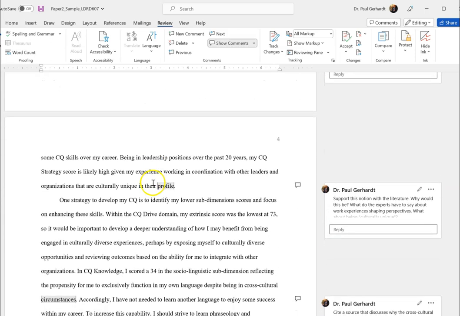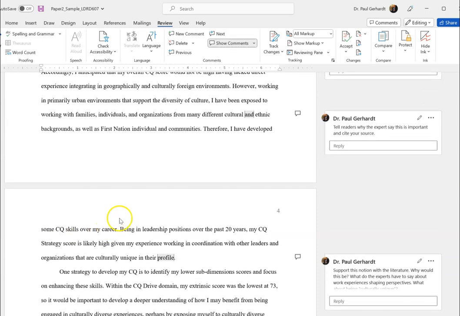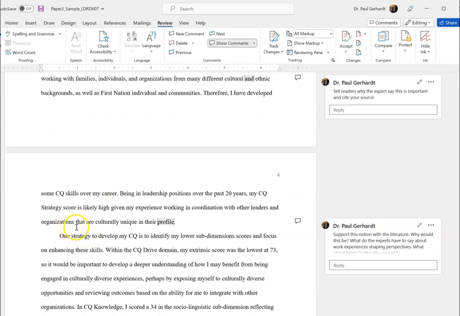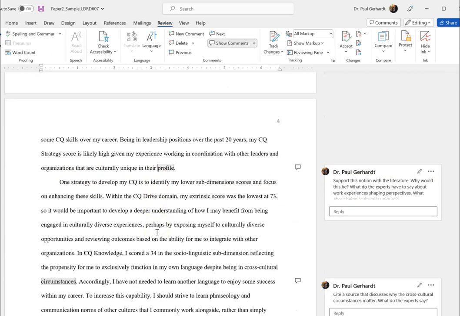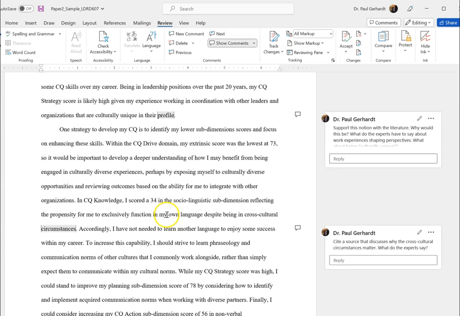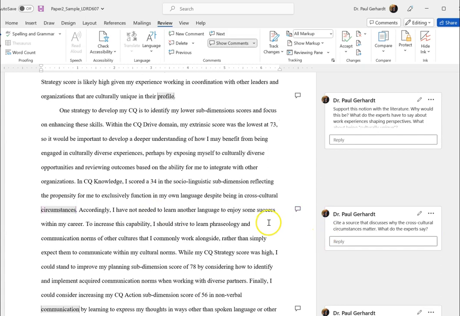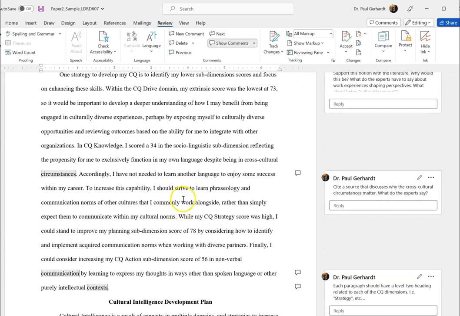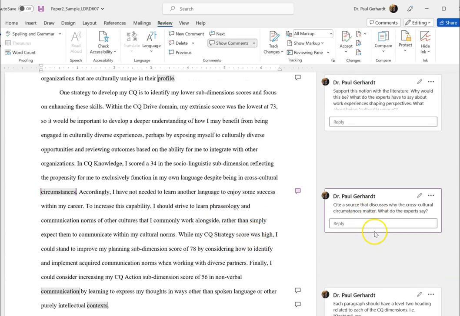So then a subheading that says strategy, and talk about what my CQ strategy results are and what my sub-dimension scores are. This is why it's significant, supported by the scholarly literature. So you want to be unpacking your results, supporting it with the literature, and you're building a scaffolding for the rest of your paper, supporting it with what the experts are saying. So you can read through and read my comments about what this author had said.